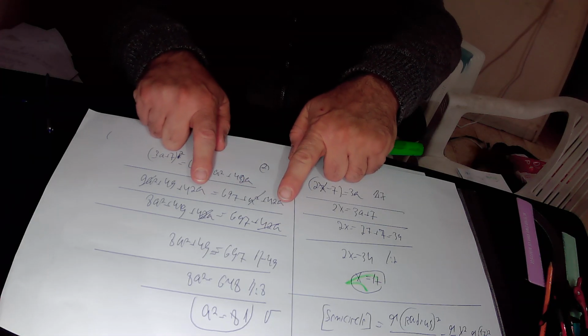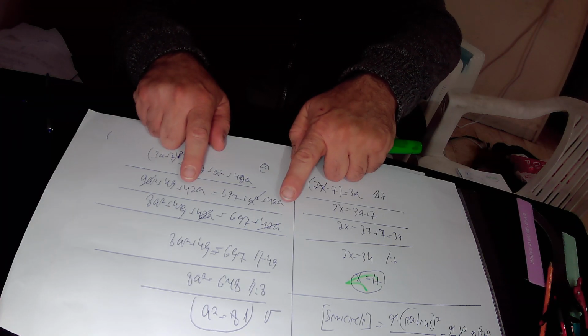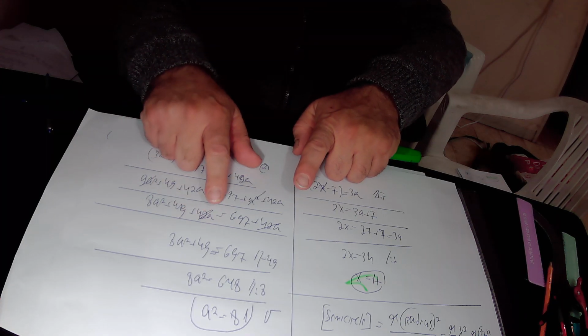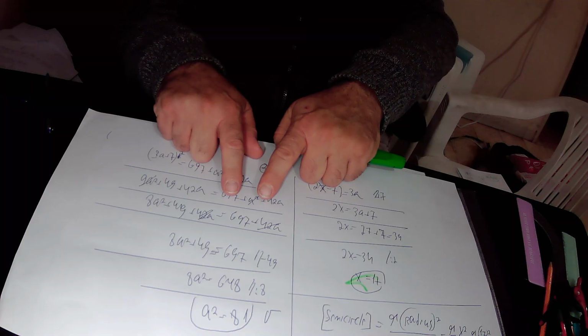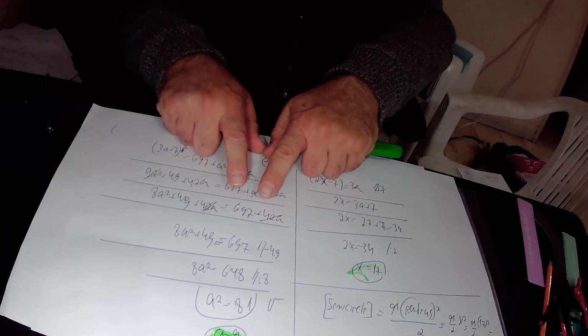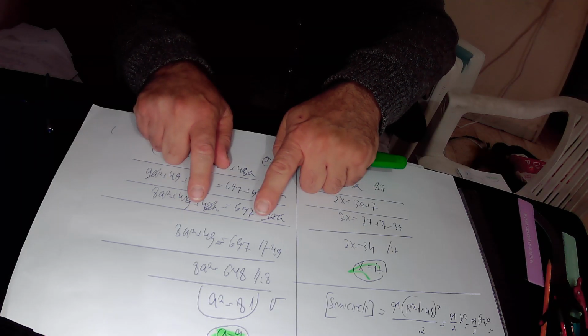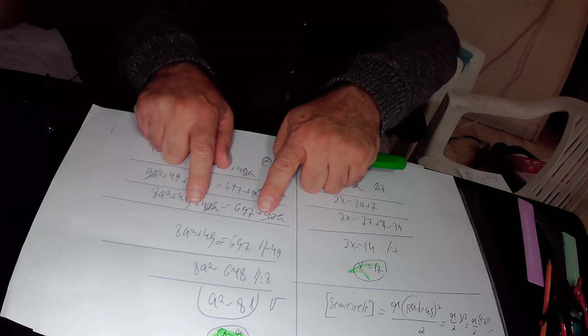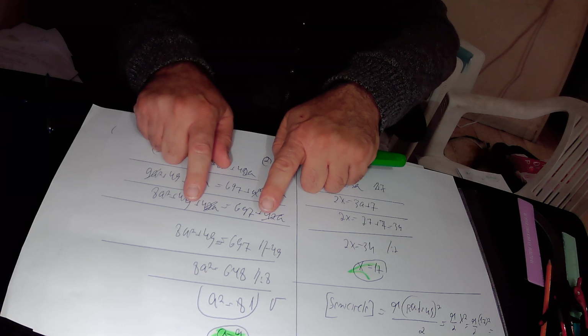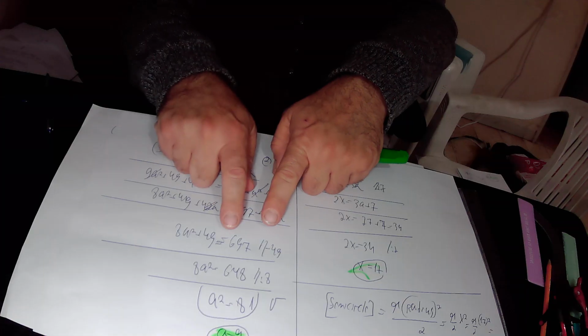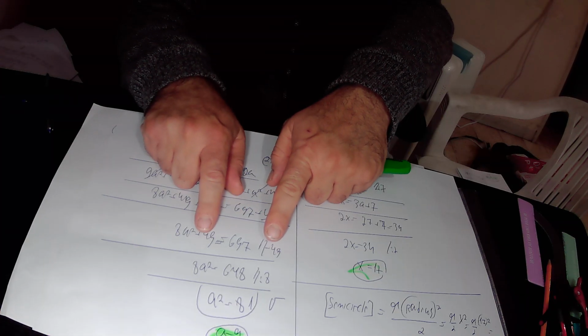Here we have 42a on both sides of the equation, so 42a cancels. So in total, 8a squared plus 49 equals 697. If we subtract 49 from the equation, we find that 8a squared equals 697 minus 49, which is 648. So 8a squared equals 648.